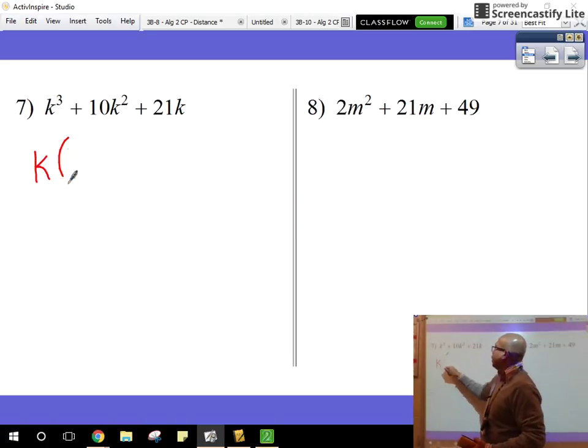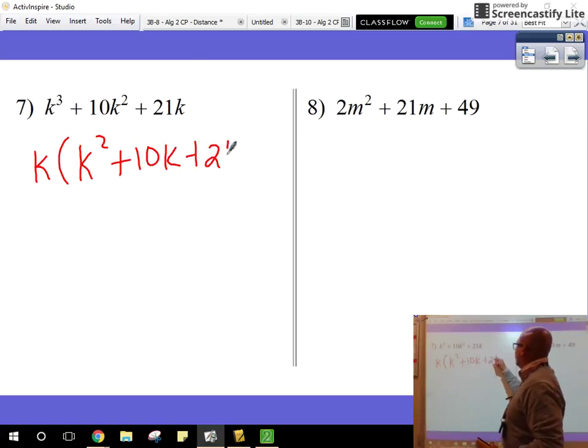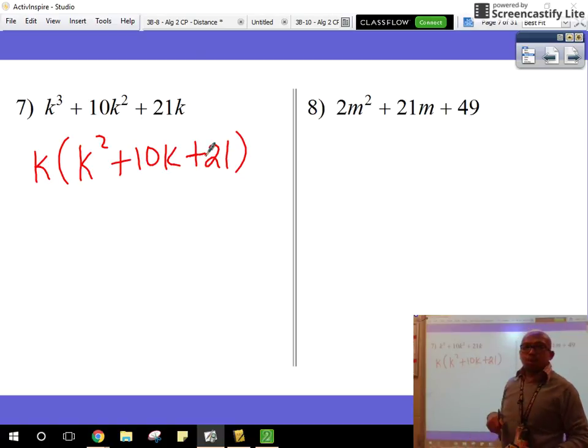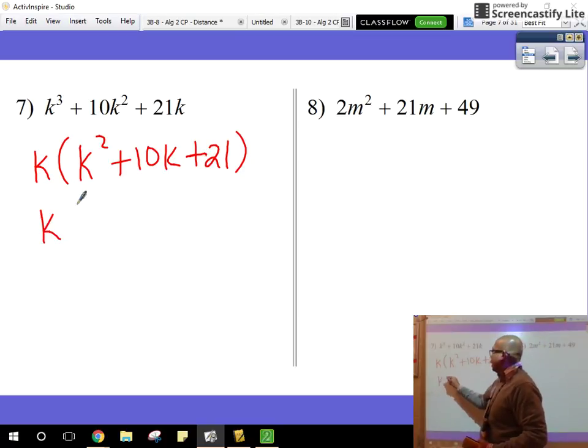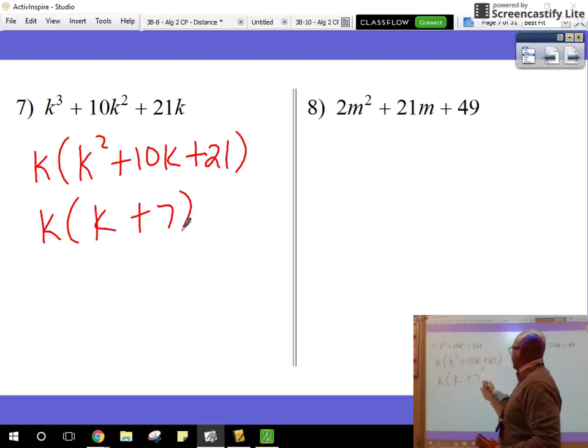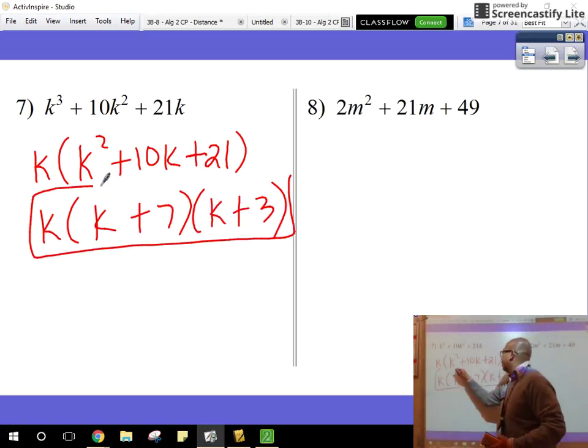Common to them is k, factor out the k squared plus 10k plus 21. That gives you what two numbers? When you multiply them, you get 21, but when you add them, you get 10. That gives you k plus 7, k plus 3. And that's the answer.